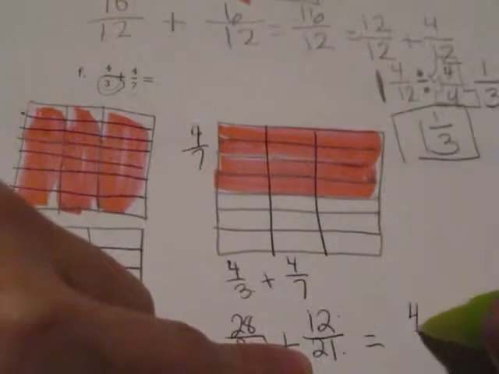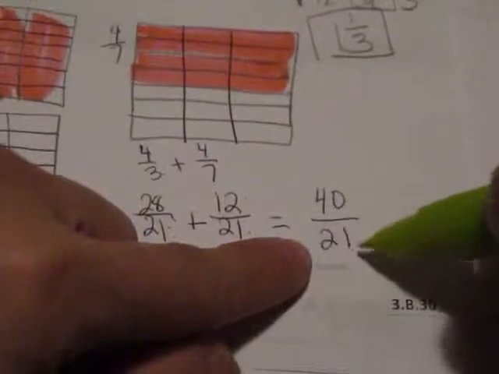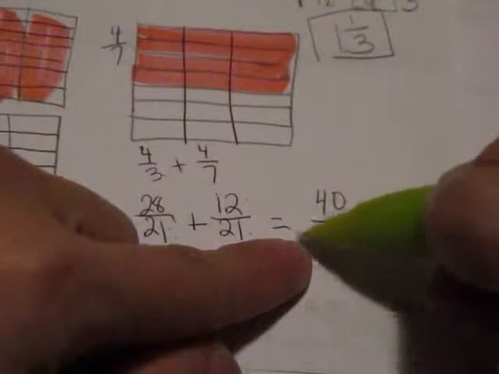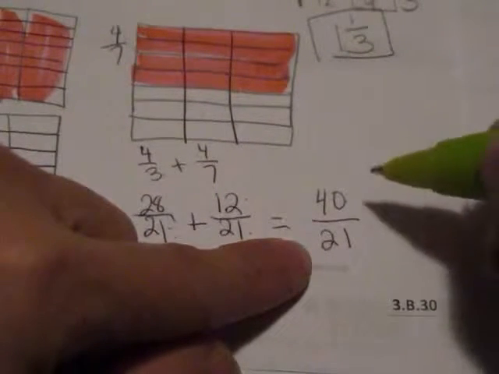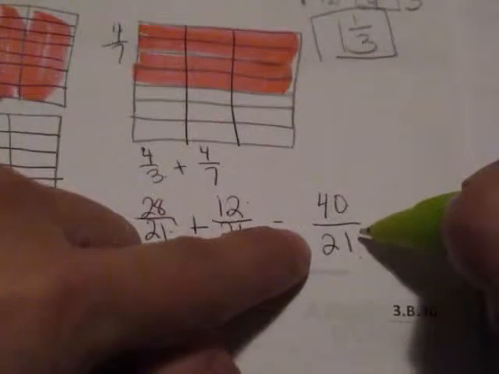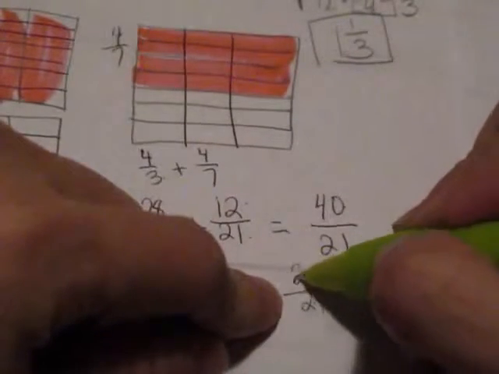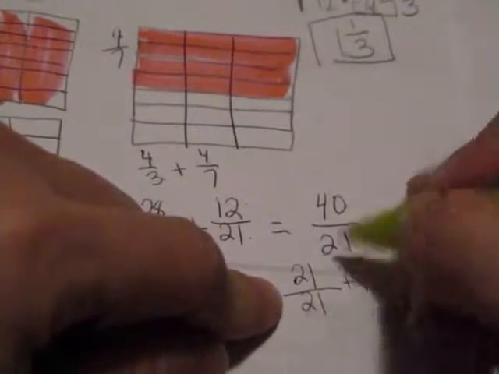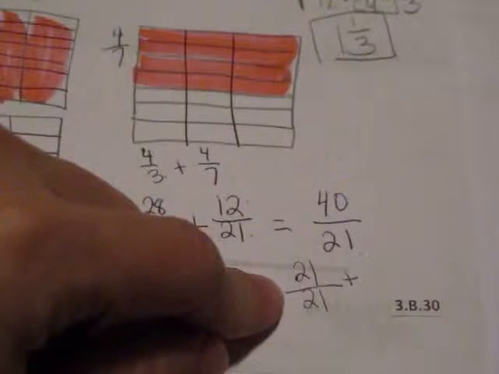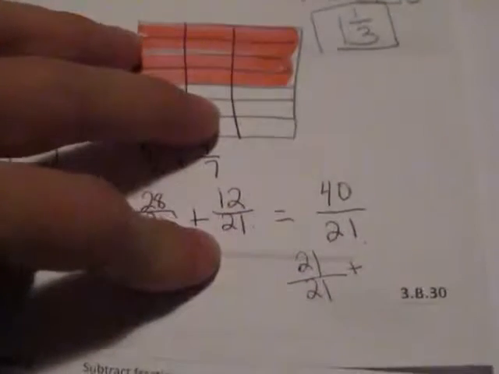is 40 21s. And now that I look at this, I know that 40 21s is bigger than 1 whole. So, if I have 21s, how many make a whole? 21 plus how many are left over? And you can just do the math really quickly. You might have to do 21, 22, 23, 24, 25, 26, and so forth. It's totally up to you.